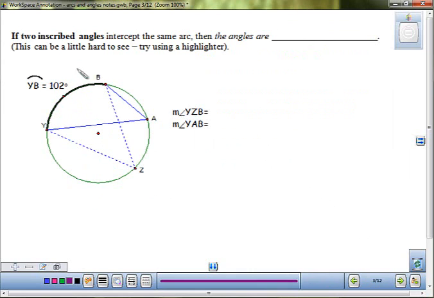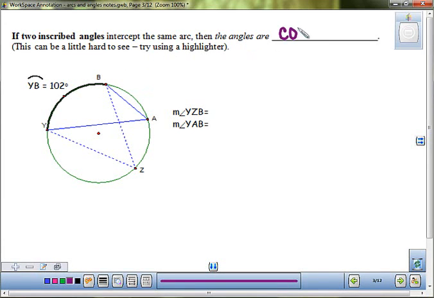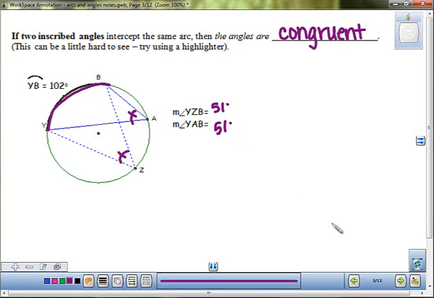When you have two inscribed angles, here you can see the dotted line showing one and the solid showing another, intercepting the same arc, those angles are congruent. So since YZB intercepts arc YB, as does YAB, the angles are the same, which is half the arc. So if the arc is 102, each of these angles is 51.